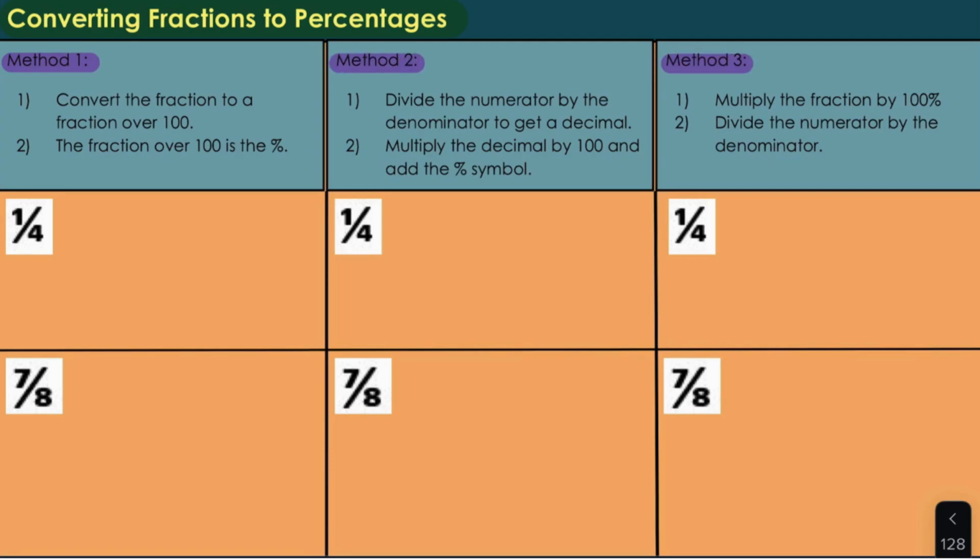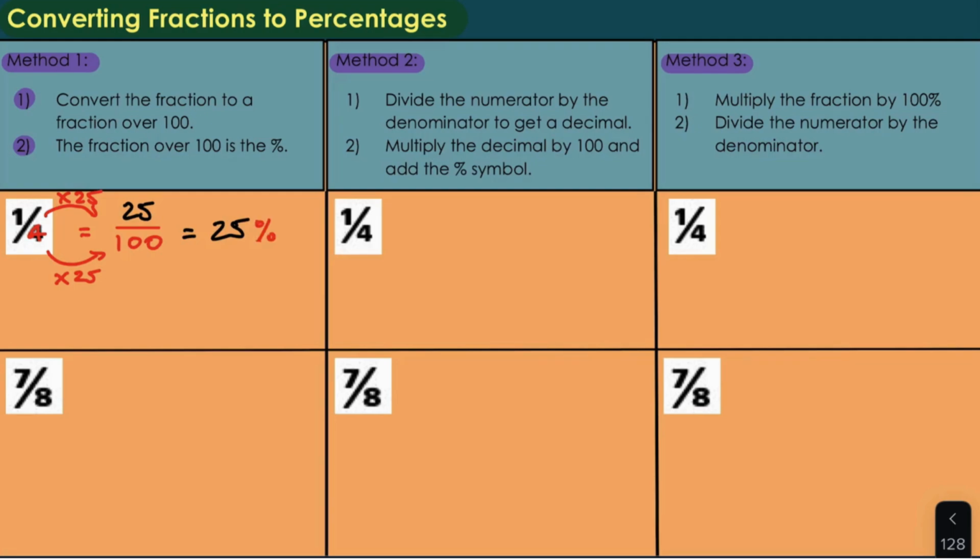So, method one, we have two steps. We have the fraction 1/4. The denominator is 4. I need the denominator to be 100. What do I do to 4 to get to 100? I multiply by 25. And what I do on the bottom, I must do on the top. So 1 multiplied by 25 is 25, and that fraction over 100 is our percentage.